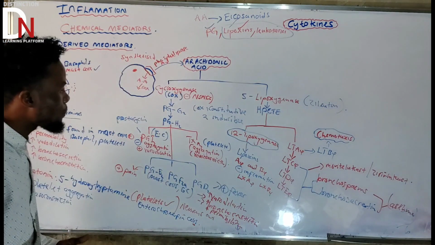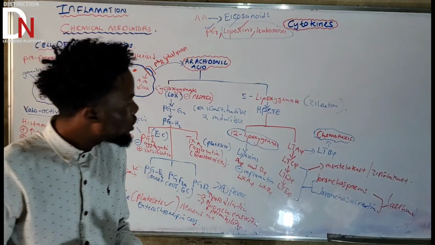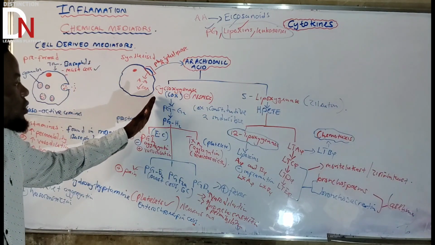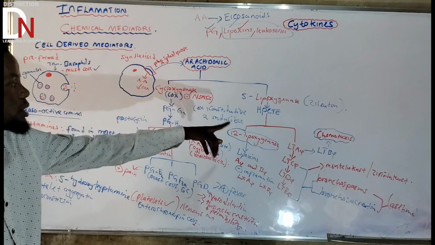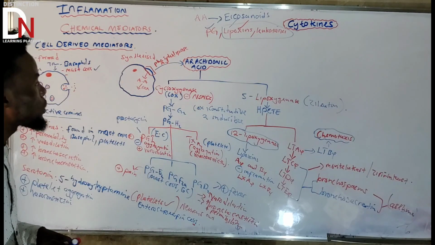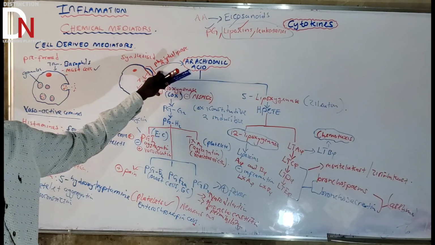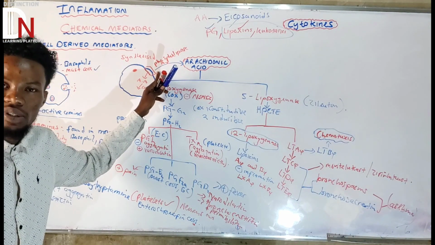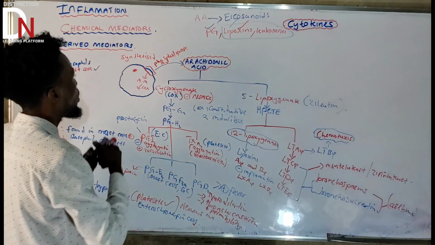What if there is a situation where you don't need the production of these, the lipoxygenase and also the cyclooxygenase pathway products? There is a drug that's going to inhibit this phospholipase A2. What do we call those drugs? We call them corticosteroid drugs, okay?